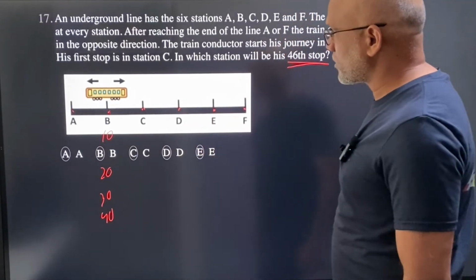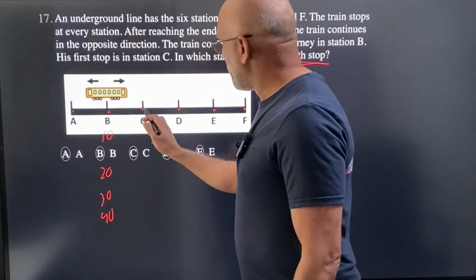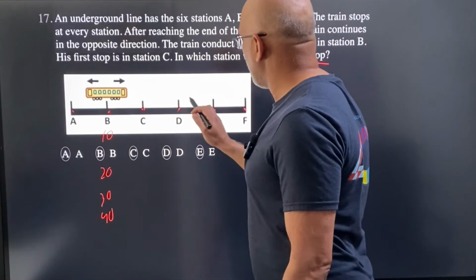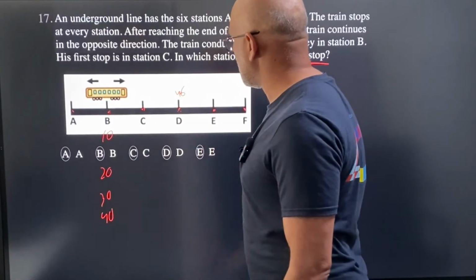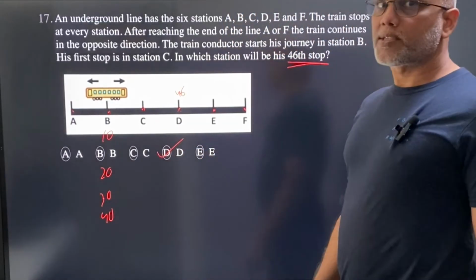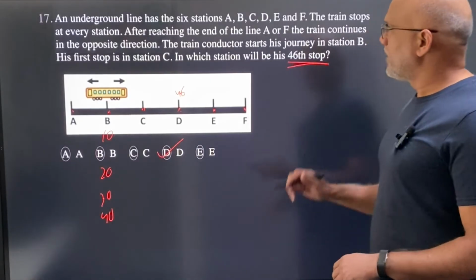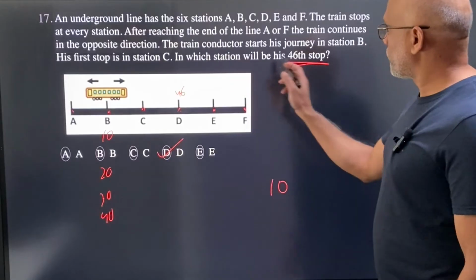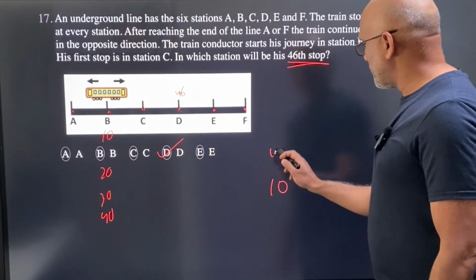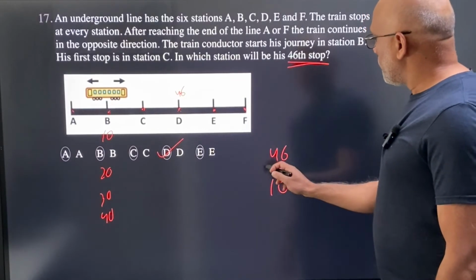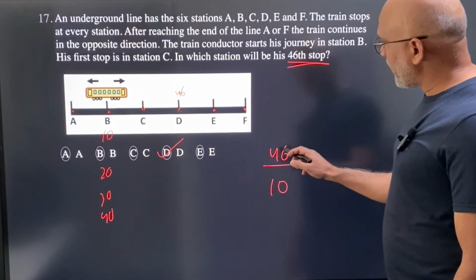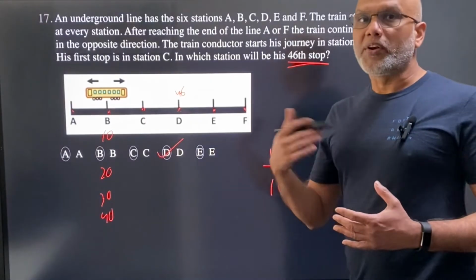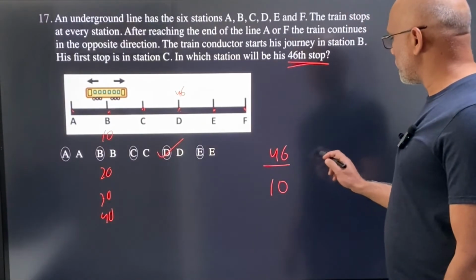So the 46th stop will be, so this will be 40, 41, 42, 43, 44, 45, 46. So this is going to be the 46th stop. D is the correct choice. Now, if you noticed, one cycle takes 10 stops. So we are doing 46 stops, right? So we are basically trying to divide 46 by 10 and find the remainder, right? So the remainder is going to be 6.